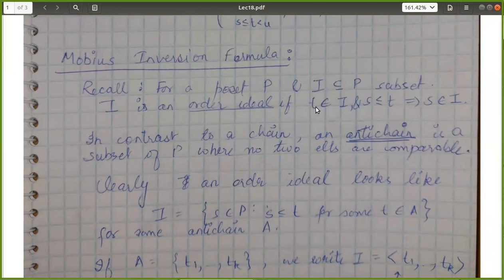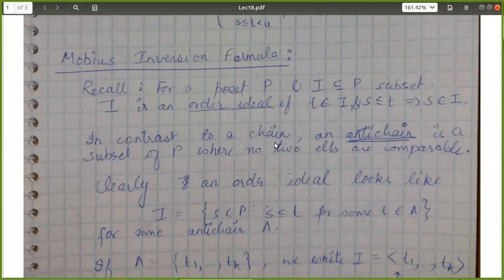So if some element T is there in the set I, and you take any element S which is smaller than T, then this S has to be in the set I. So this is the definition of an order ideal.